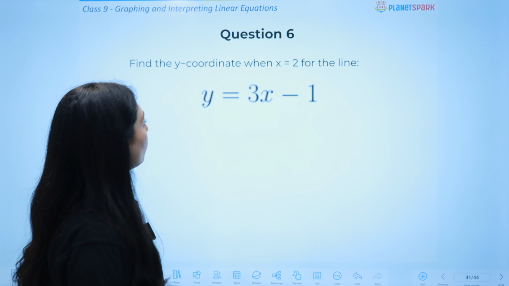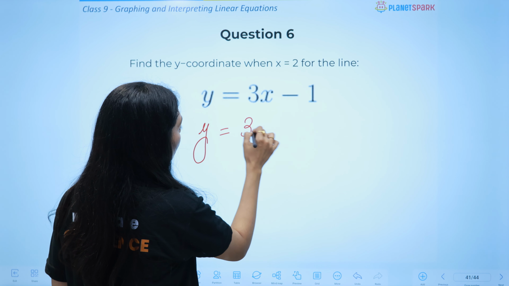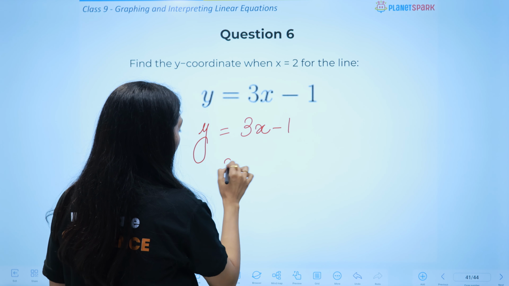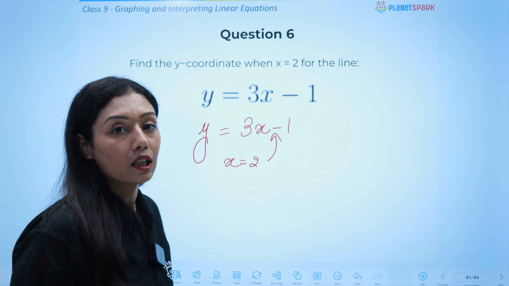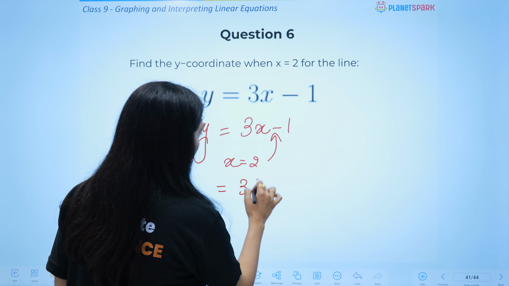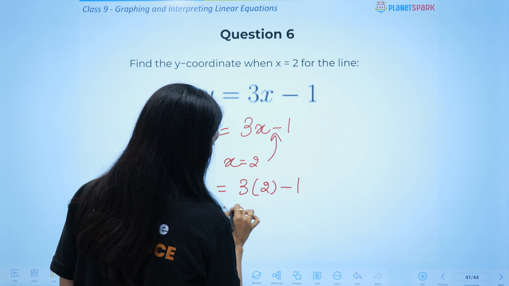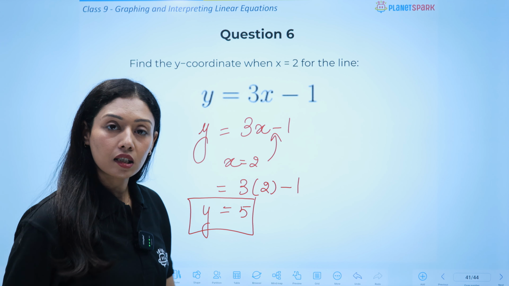Next one. Find the y coordinate when x is equal to 2 for the given line. What is the line? Y is equal to 3x minus 1. X is equal to 2. Let's substitute the value here. So the corresponding, uniquely determined y coordinate will come. That will be 3 times 2 minus 1. So y is equal to 5 is the right answer there.